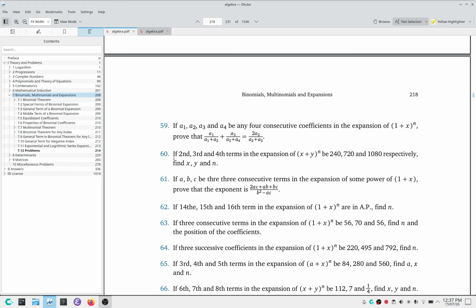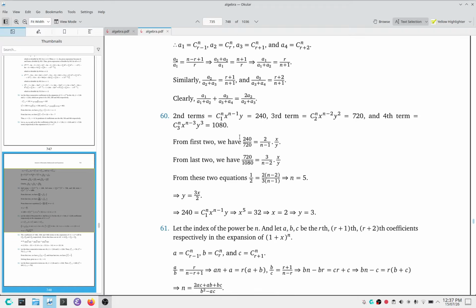Question 60 says that if second, third, and fourth terms in the expansion of (x + y)^n be 240, 720, and 1080 respectively, find x, y, and n. So we let the second term nC1 x^(n-1) y = 240. Third term is nC2 x^(n-2) y^2 = 720. And fourth term is nC3 x^(n-3) y^3 = 1080.